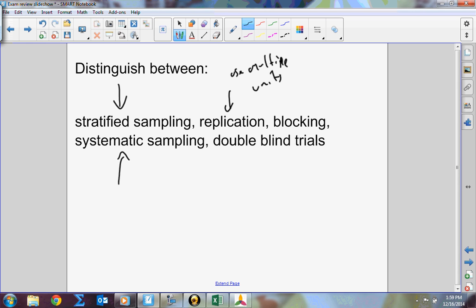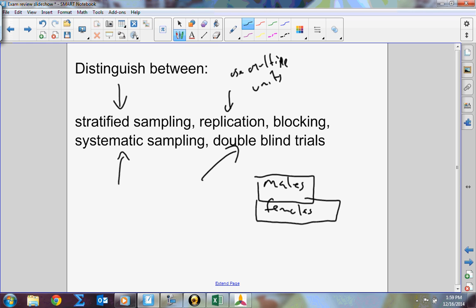Blocking is when you separate by some characteristic. So if I go back to the one I was talking about with cholesterol and the new drug, then I might want to separate those into males and females to eliminate gender as a possible variable. And so what I've done is I blocked these together and I have made gender go away.